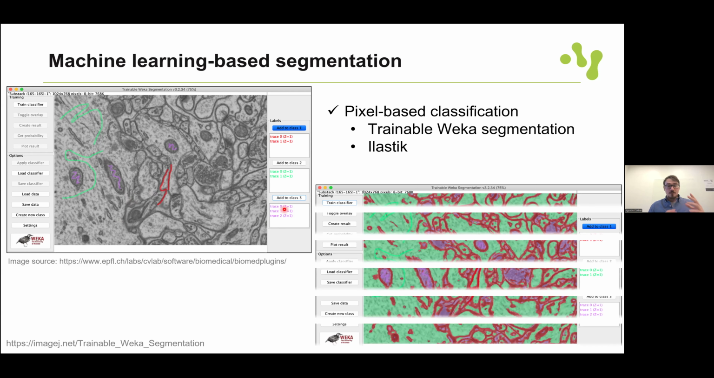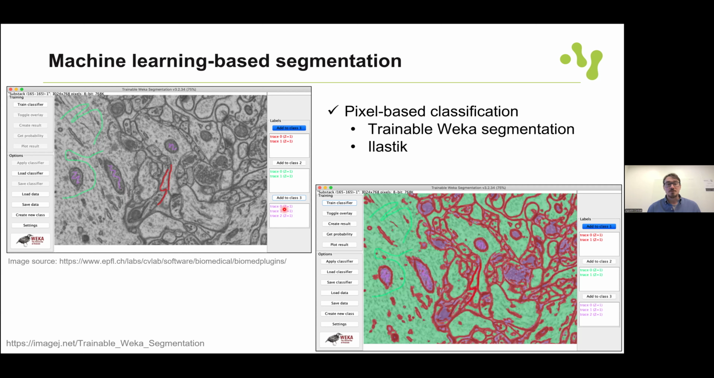The trainable Weka segmentation works similarly to Elastic, for the ones that already know about this. It will generate many filtered images with the pixel values after applying all these spatial filters. And then it will train a random forest that will decide, according to all these spatially filtered images, if the pixel should belong to the mitochondria class, if it should belong to the dark membrane class, or if it's just background.